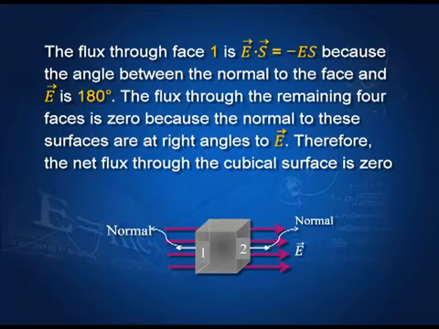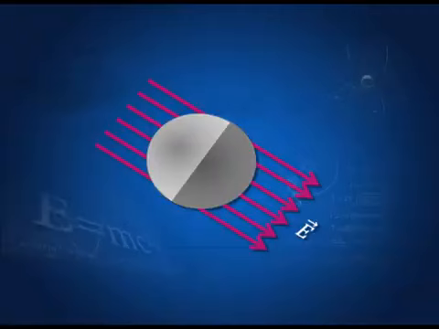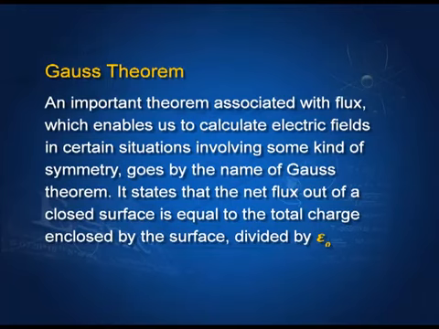And on this side the flux is ES or E dot S, and therefore, the sum of these two is 0. Take a sphere, let us say, then you can see from symmetry that as many lines enter this sphere as leave it, and therefore, the net flux through this sphere of this uniform electric field is 0. Having introduced flux, let us now study Gauss theorem, which is associated with the flux.